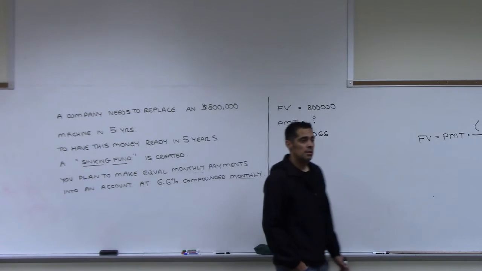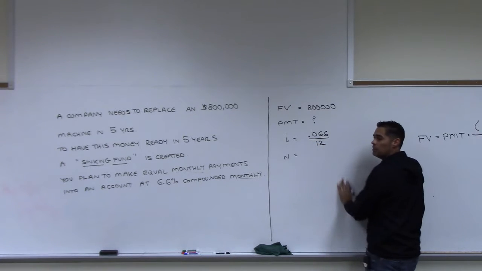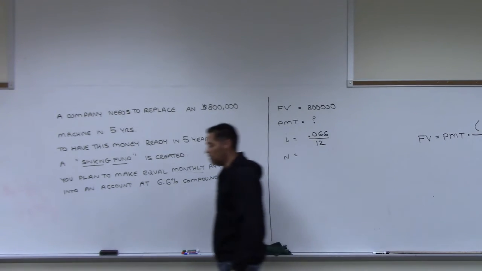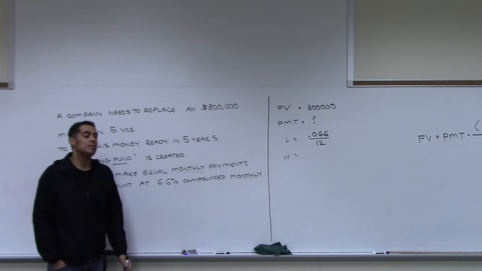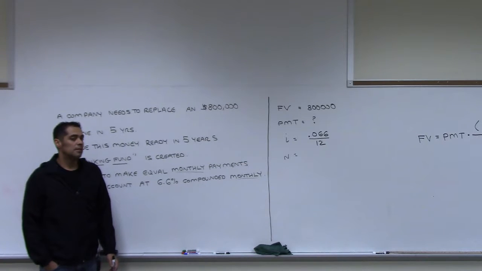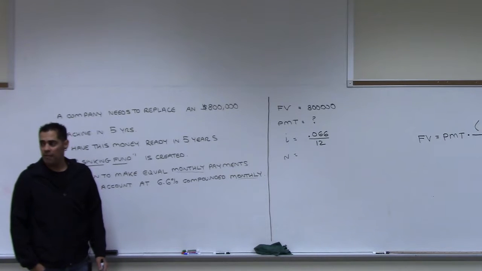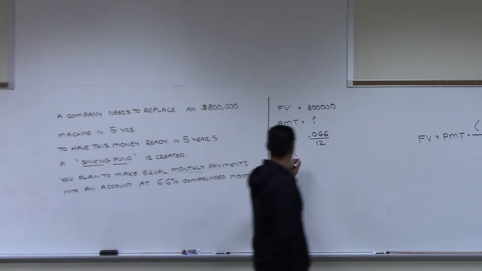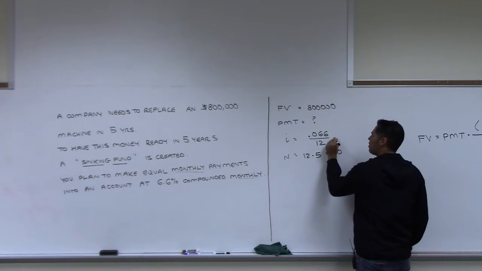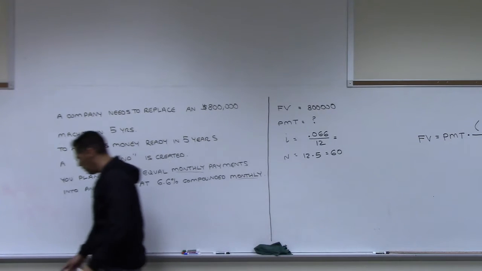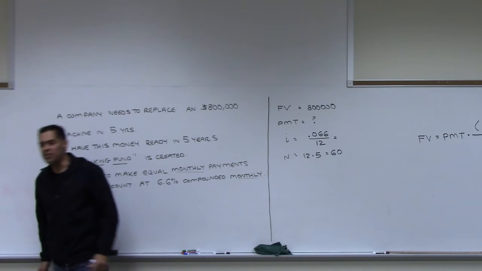12. Divide it by 12. Now, what is N? The number of payments. How many payments are we going to make? 12 payments every year for 5 years. 12 times 5, which is 60. Now, let's go ahead and get this 0.066 divided by 12. 0.0055.